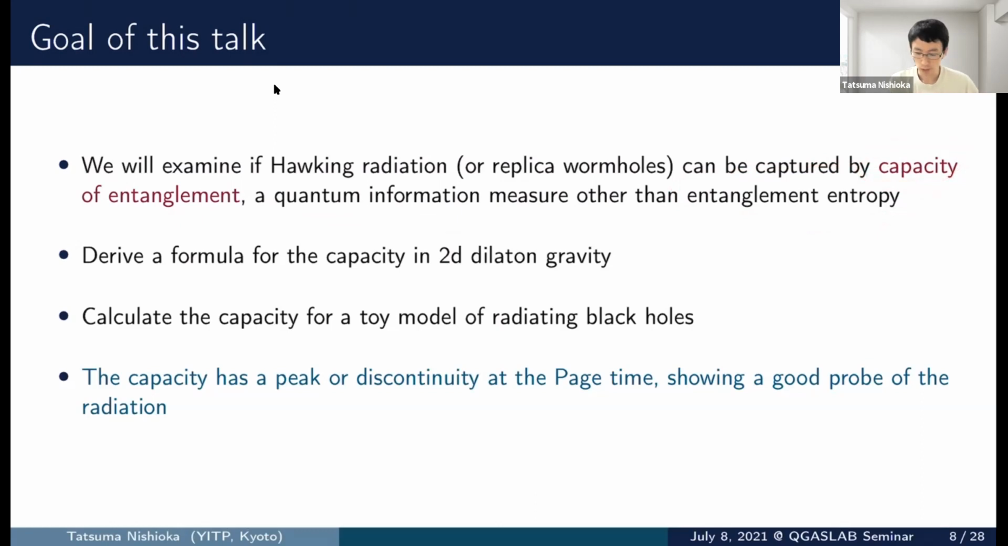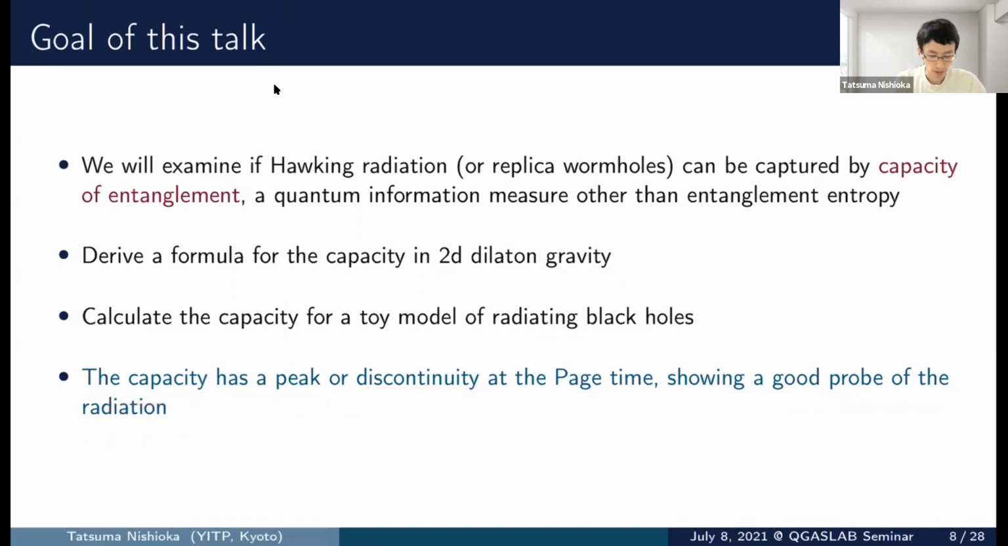So I'd like to examine how capacity is useful in this context. I'm going to derive a formula for the capacity which is very similar to the island formula in two-dimensional Dirac quantum gravity. And I will calculate the capacity in a toy model of radiating black holes to get some insights. My main message is that the capacity typically has a peak or discontinuity at the Page time, which shows that capacity can be a good probe of the Hawking radiation, or a probe of the formation of the replica wormhole. This is the main point.